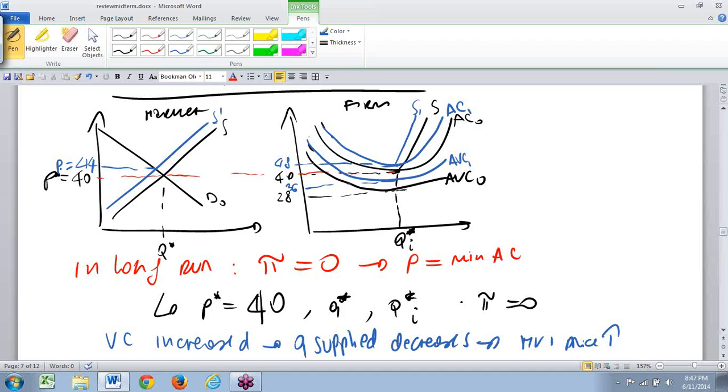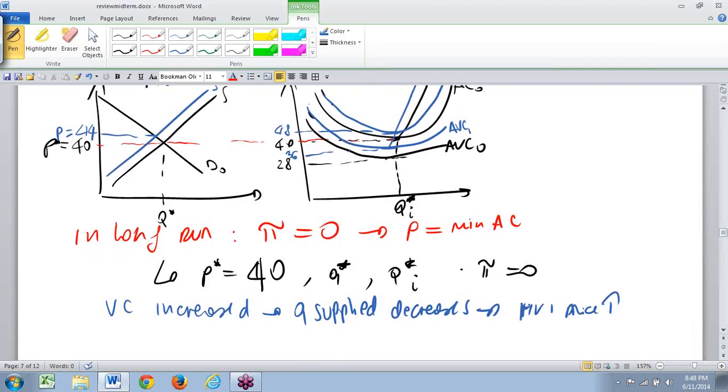So here we have to show graphically the new short-run equilibrium for the market and the typical firm, and whether the typical firm should stay open or shut down, and why. And show graphically the size of the economic profits. So after Q supply decreases, the market price increases.